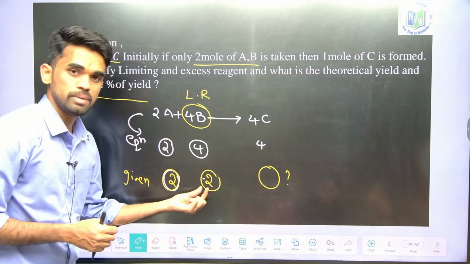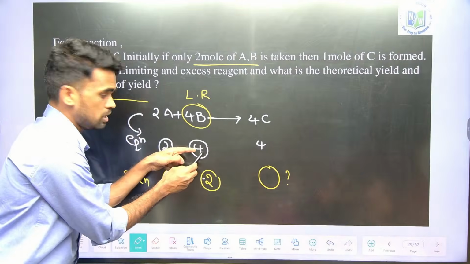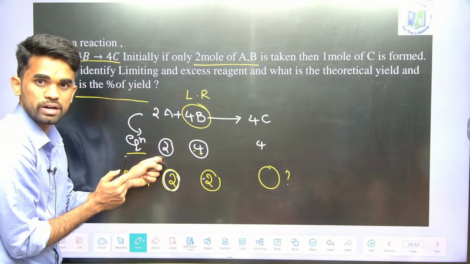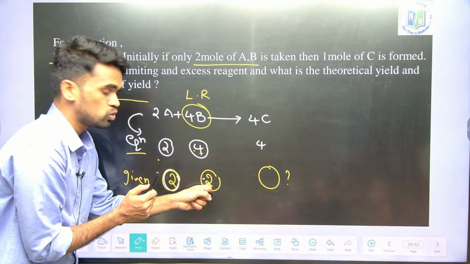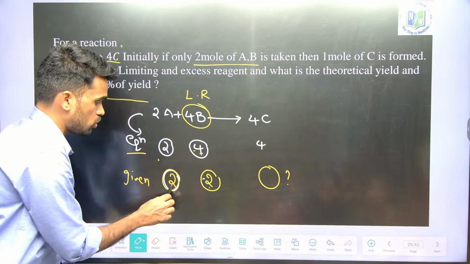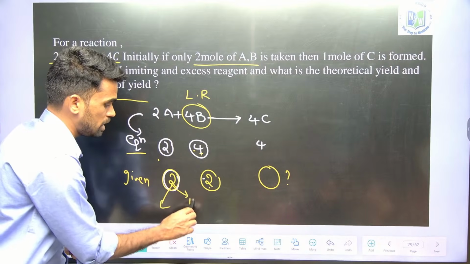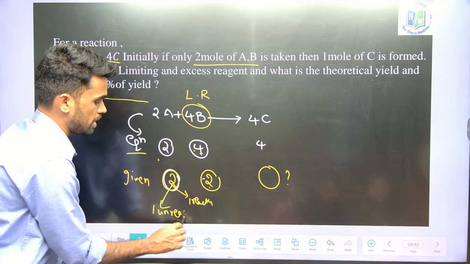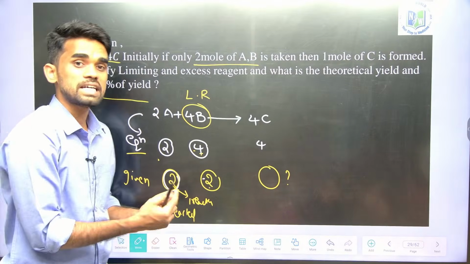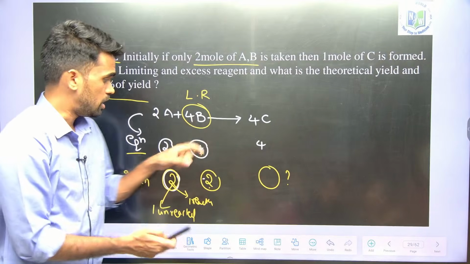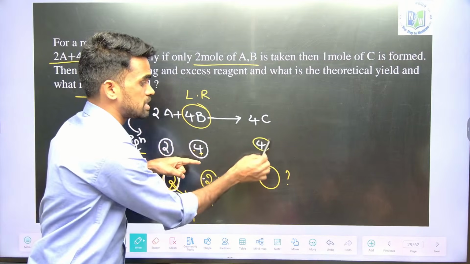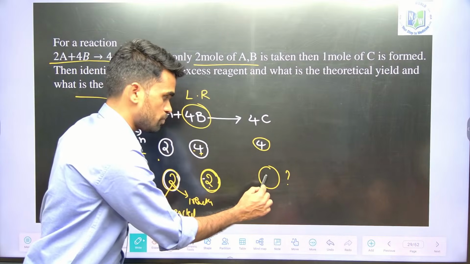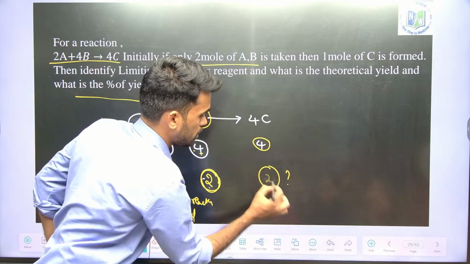Since this is limiting, for every 4 moles of B, how many moles of A are required as per the equation? 2. For every 2 moles of B, it should be 1. So out of these 2 moles given, 1 mole will react, 1 mole remains unreacted. Now who will decide our amount of product formed? For every 4 moles, as per the equation, it is giving 4. So for the given 2 moles, it will also be 2. So the amount of product formed will be 2.